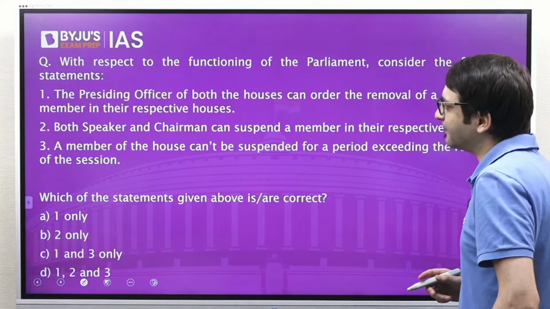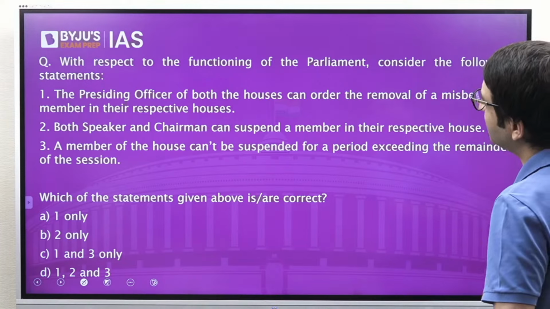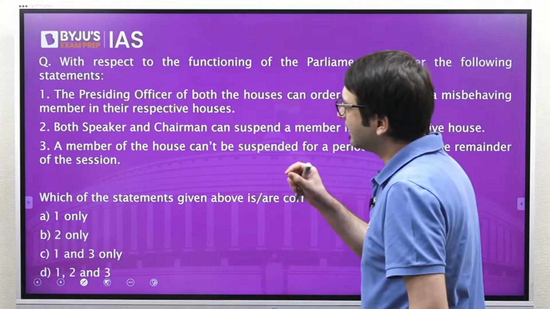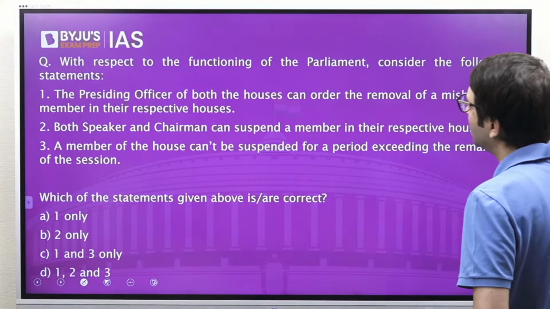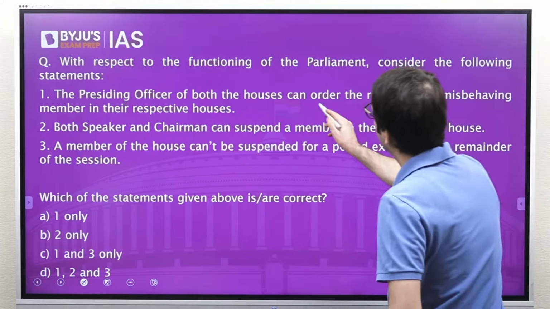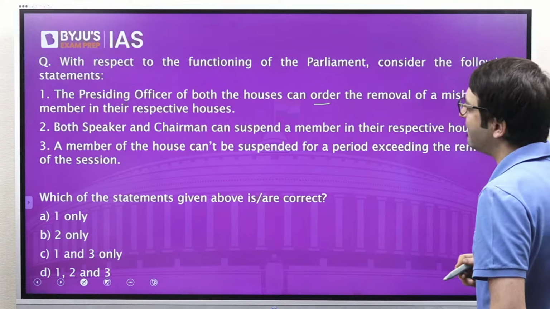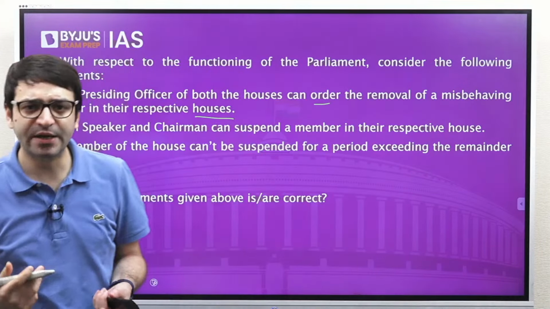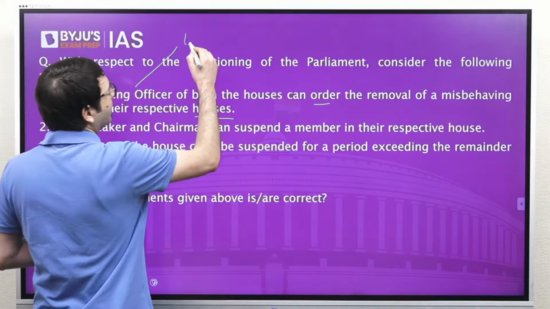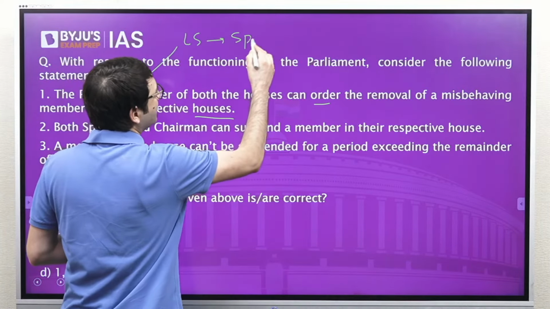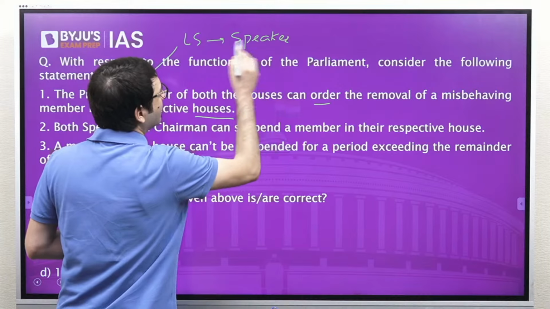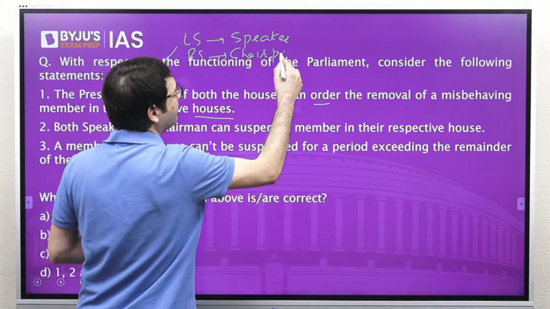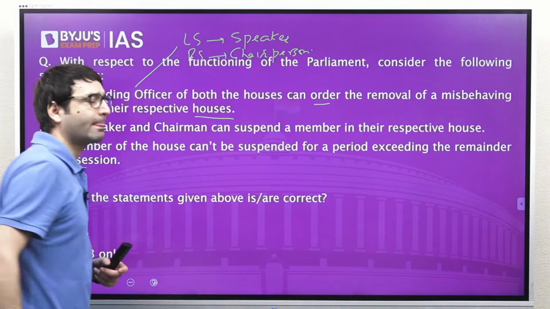Let's look at another thing. With respect to the functioning of the parliament, consider the following statements. Number 1, the presiding officer of both the houses can order the removal of a misbehaving member in their respective houses. Who is the presiding officer? In Lok Sabha, it is the Speaker. In the Rajya Sabha, it is the chairperson of Rajya Sabha or the Vice President of India.